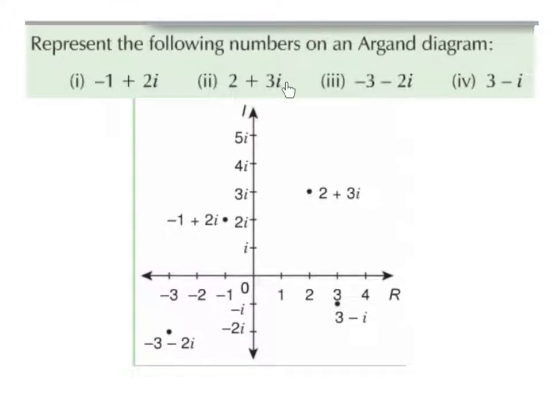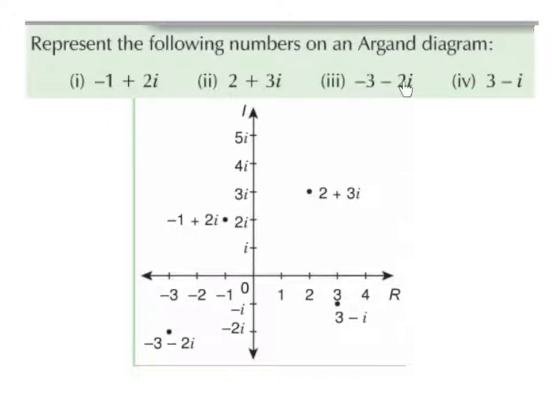Next we have 2 plus 3i. So the 2 is the real part and the 3 is the imaginary part. So we go to 2 on the real axis, which is here, and we go to 3 on the imaginary axis, which is here, and that is where we plot our point. So this point here is the complex number 2 plus 3i.